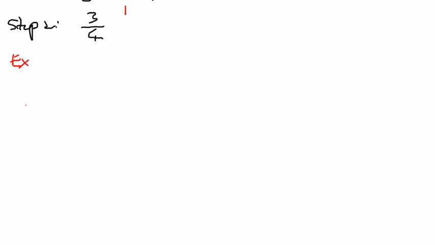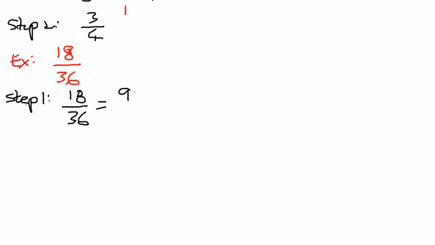In this example, we want to write 18 over 36 in its simplest form. We have a fraction 18 over 36 and we want to write it in its simplest form. So let us follow these steps. Step number 1, 18 over 36. 18 and 36 are multiples of a common number. If we know our 9 times table, 9 times 2 is 18, 9 times 4 is 36.